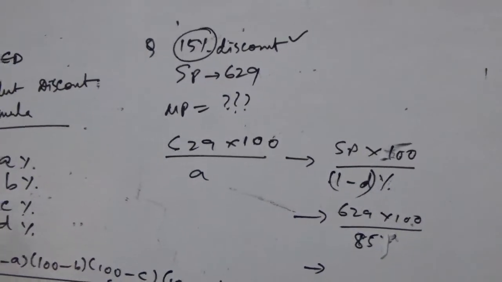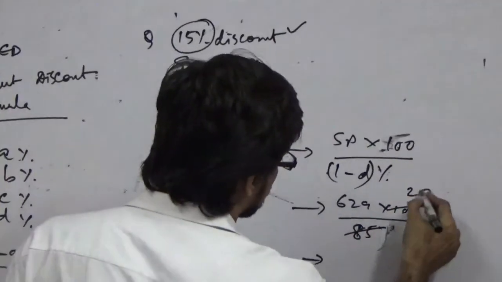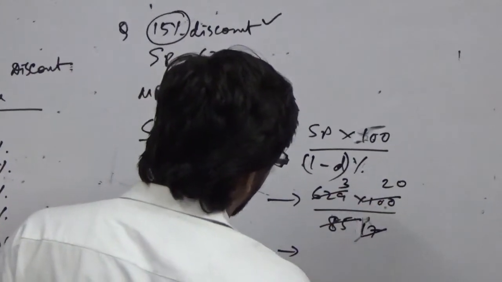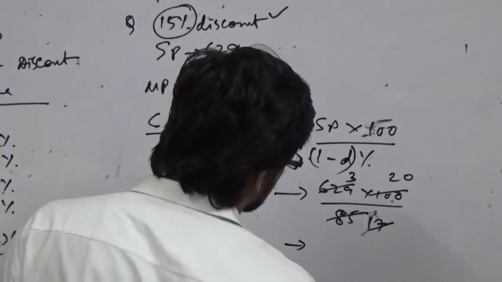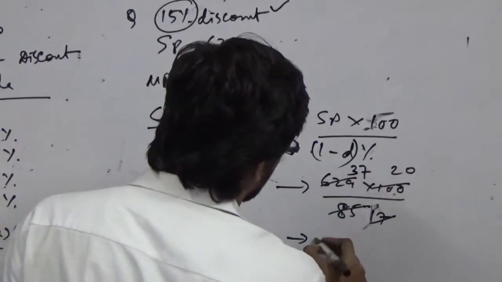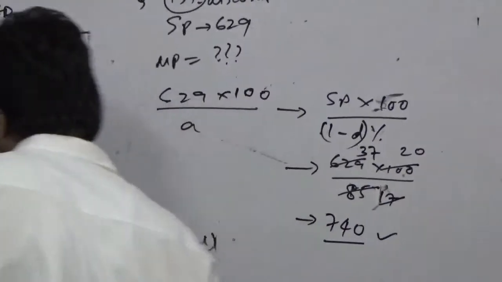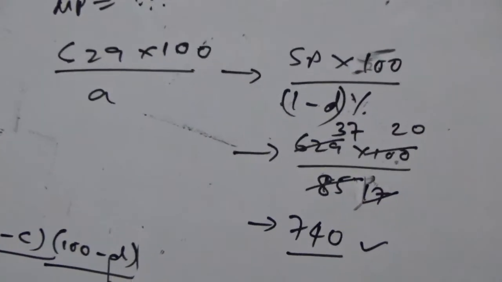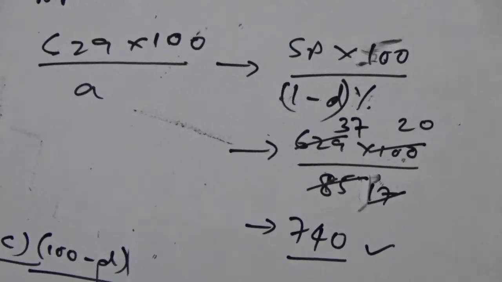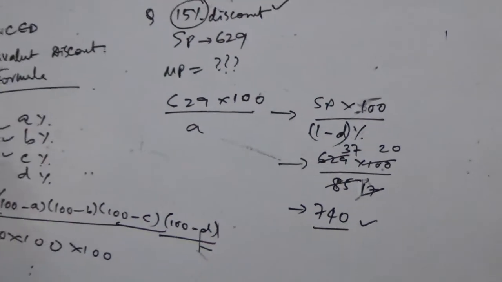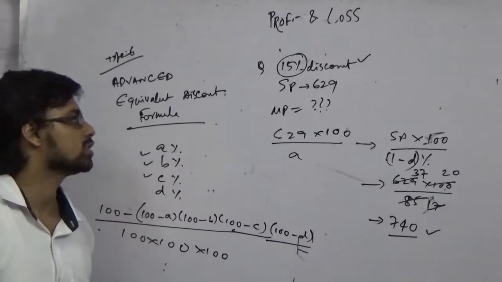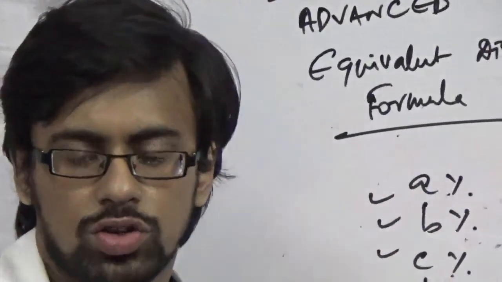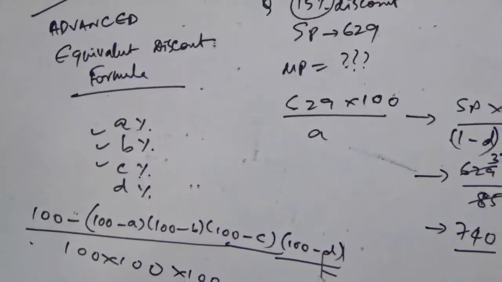So obviously after calculating this, you will find this will be directly 740. So 740 is the value of the mark price. So if you put the mark price as 740, then even after giving a 15% discount, you can get a selling price of 629. They haven't given you any kind of profit or loss because we don't know the cost price. As the cost price is not given, we don't know about the profit or loss.